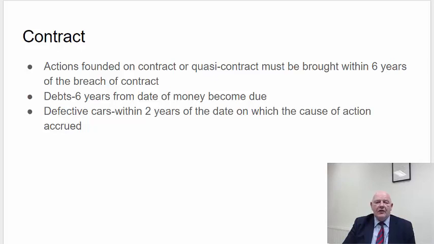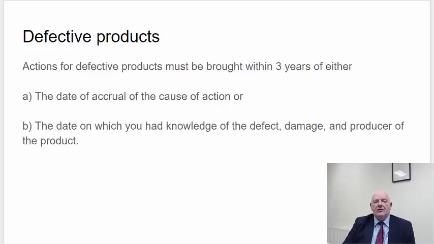Contract cases then can be brought within 6 years of the breach of contract. So in a debt situation, if somebody fails to pay you for work you've carried out or a service you've provided, for example, you could be a small builder or a painter or decorator, you have 6 years from the date that the money became due. In relation, however, to defective cars, you must bring the claim within 2 years of the date on which the cause of action accrued.